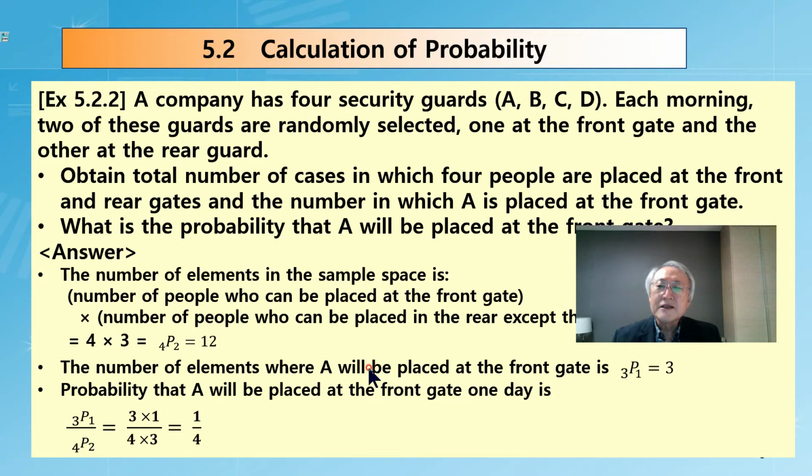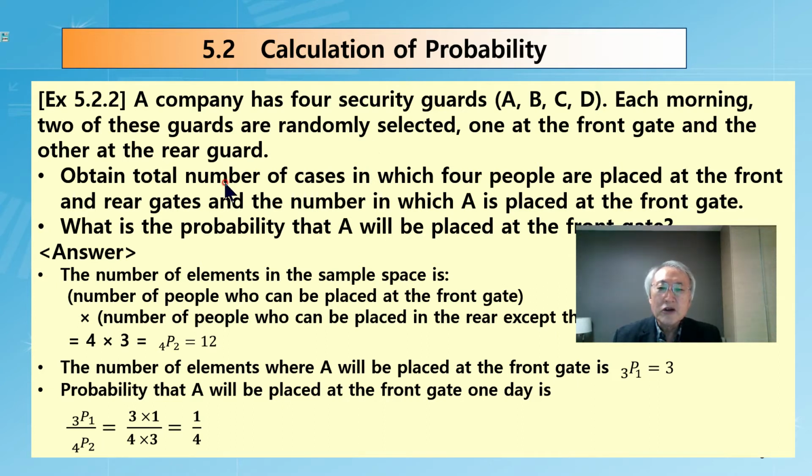Another example is, you have 4 security guards. Each morning we are selecting 2. You put one person at the front and the other person at the rear. Can you notice that it is a permutation? Because you select 2 persons and put them in either front or back, therefore there's an order.